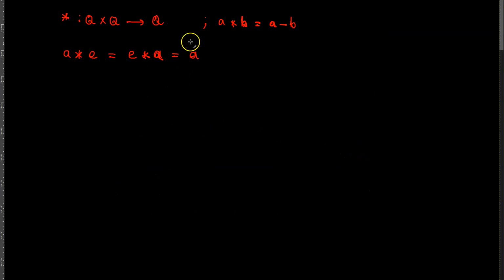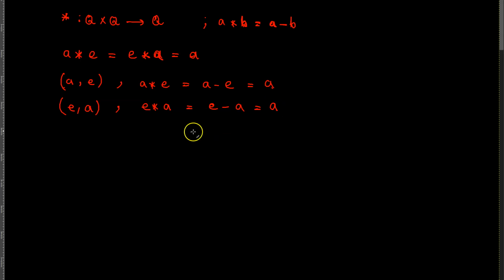So what that means is that, for example, let's say you have an ordered pair in the Cartesian product of Q and Q, which is A comma E. Then A star E has to be equal to A minus E, and it has to be equal to A. Also, if you have the ordered pair E comma A, then E star A has to be equal to E minus A, and again that has to be equal to A.